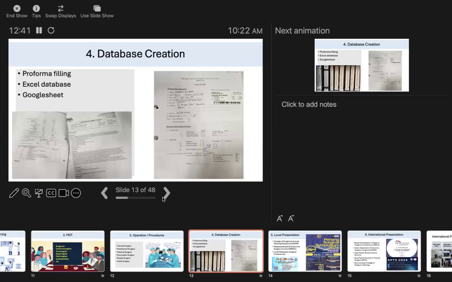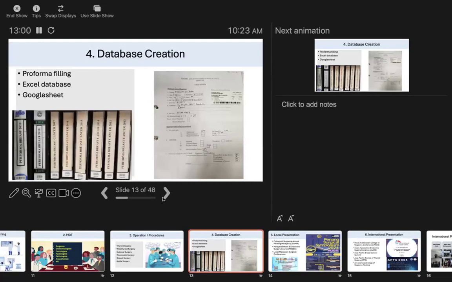And we usually attach the result of the finding at the end of the performance. Later on, we change the performer fitting into an Excel database. Usually it is done by our trainees in the center that they come to. This is how the performer is filed in our hospital in Kota Baru.